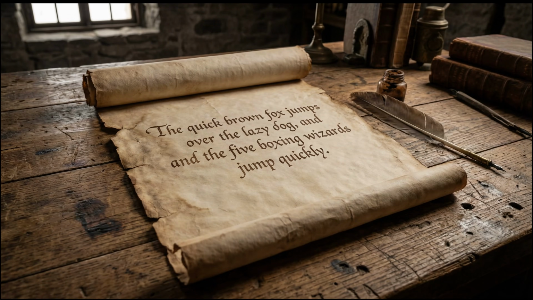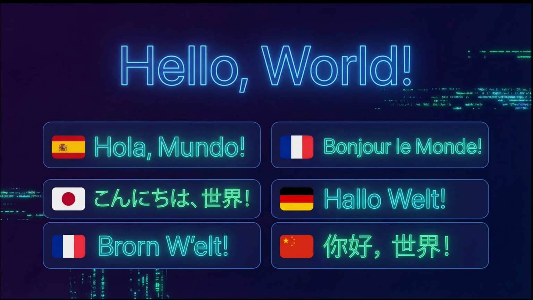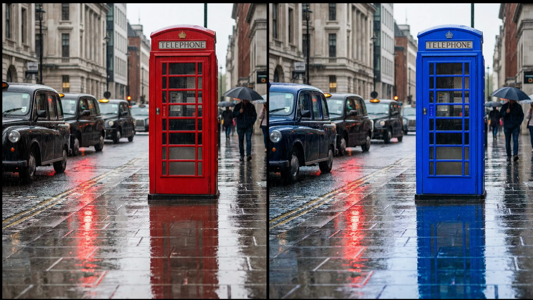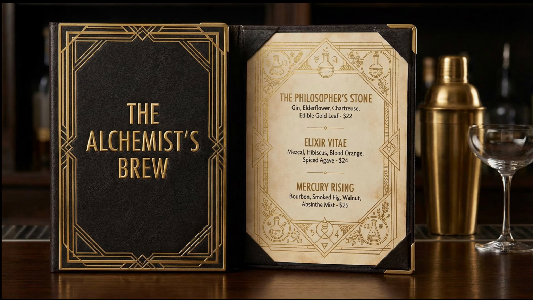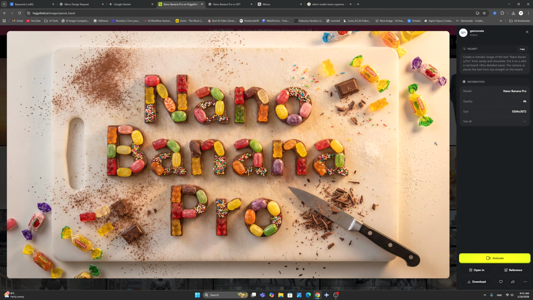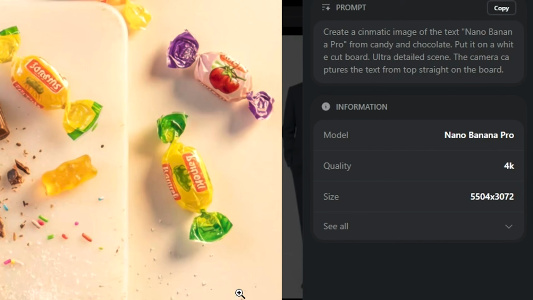Nano Banana Pro versus GPT 1.5. I tested them on text, translation, illustrations, reference images, and data. So, which model reigns supreme? Let's find out. In the first test, we ran the following prompt against both models.